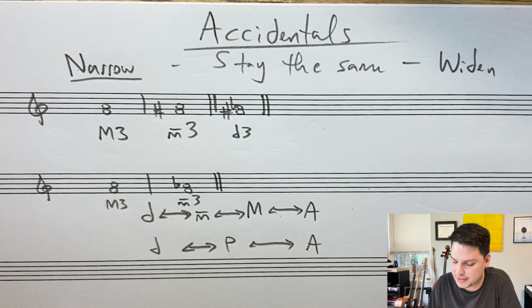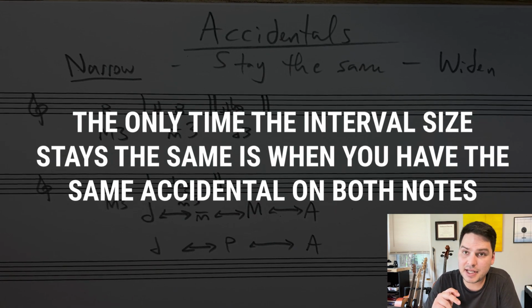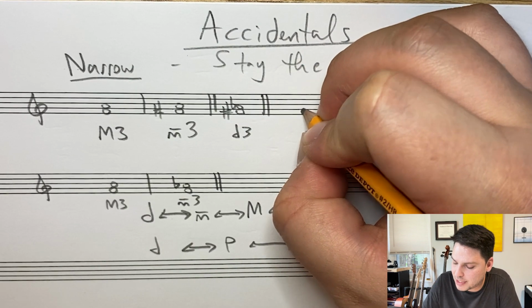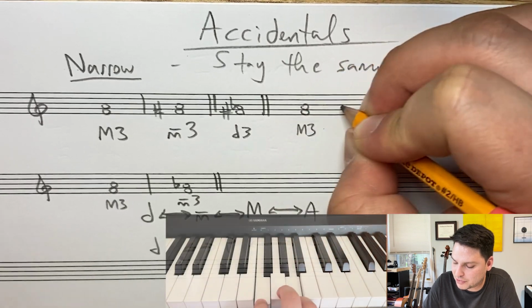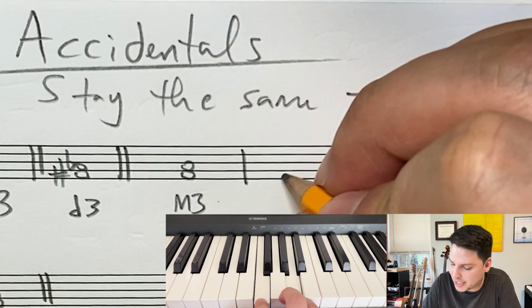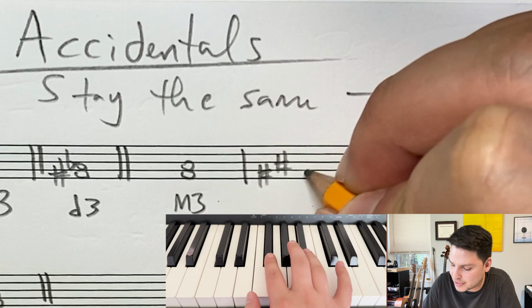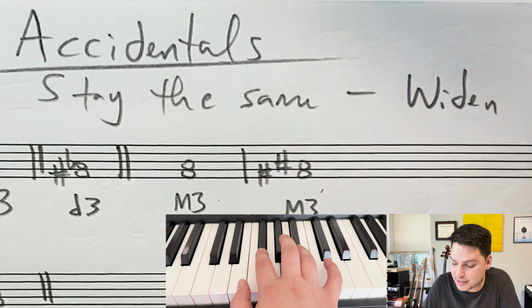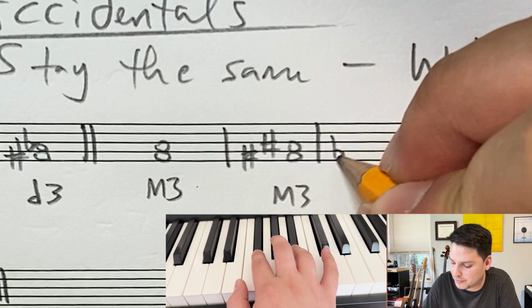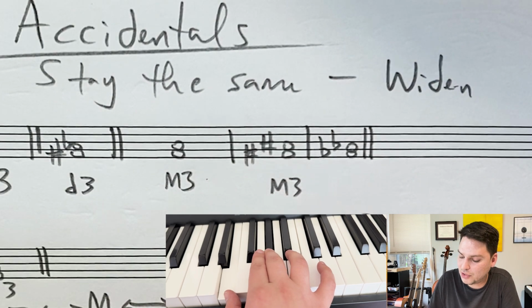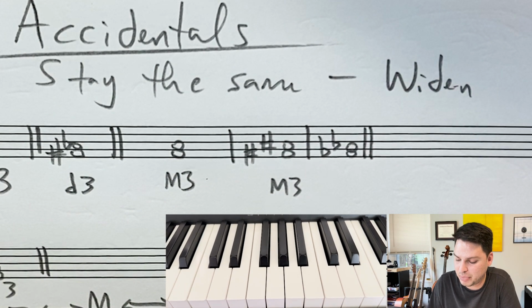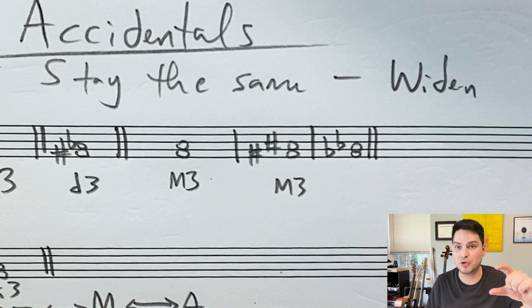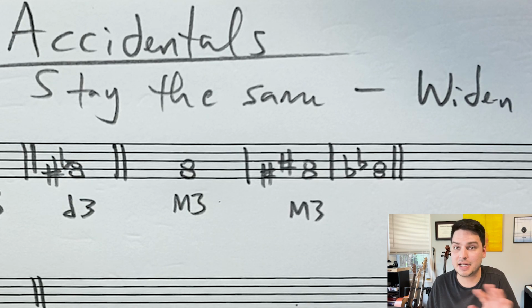Let's look at when it stays the same. The only time it's going to stay the same is when you have the same accidental on both. Meaning, if we start on F and we have an A, we know this is a major third. We're going to make it the same by adding the same accidental to both of these so that the interval size stays the same. It would be the same if you added flats to both of these. This is the only way you can stay the same, by not changing the distance. In other words, we're moving it by the same degree in both notes.